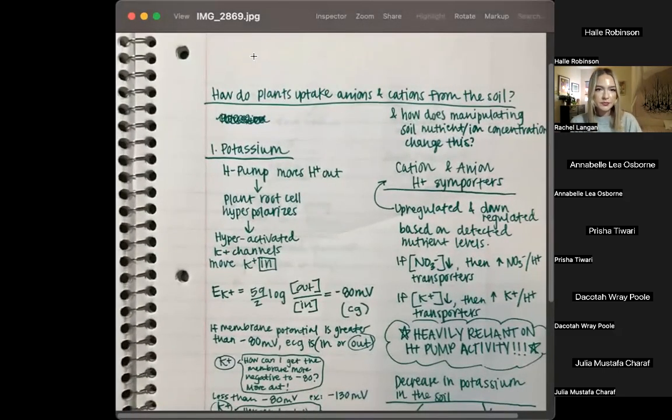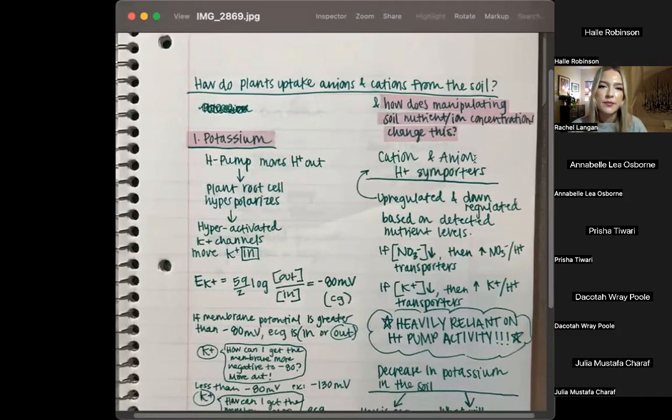Okay. Now we're going to talk about how plants uptake anions and cations from the soil, and also, if you manipulate the amount of nutrients or the ion concentrations in the soil, how does it change uptake? So we're going to go through an example with potassium.